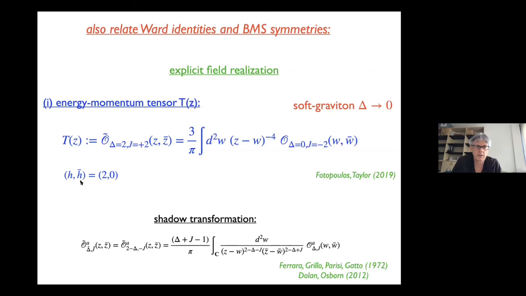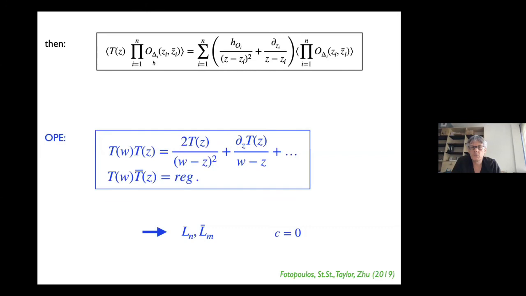It has been shown by Angelos Fotopoulos and Tomasz Taylor that this object is really a stress tensor. In other words, it has the right Ward identity with any other operator. It gives you exactly the Ward identity for a stress tensor.